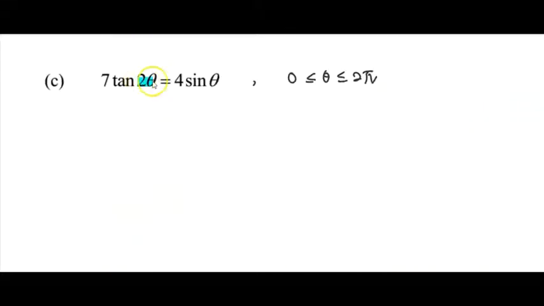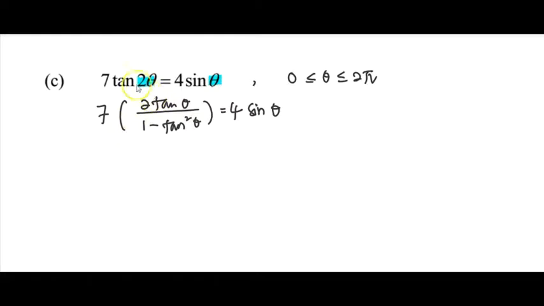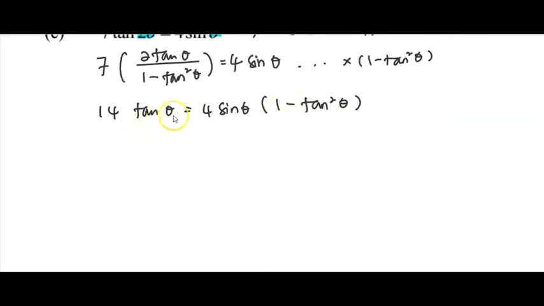To solve this equation, looking at these two angles, there are two types of angle. We need to convert this into a single angle. Using the double angle formula for the tangent 2 theta, now I have this. And now I multiply both sides by 1 minus tangent squared theta. We have this. And after that, the tangent theta, I will change into sine over cos.